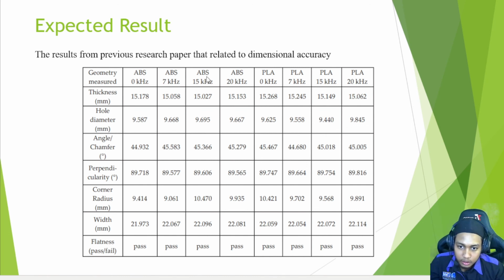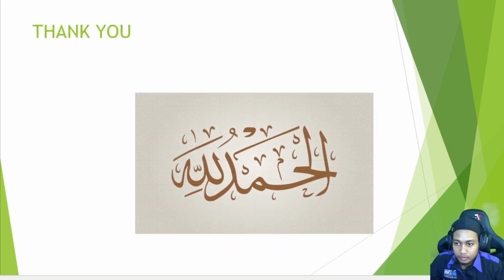Okay, for the conclusion, the frequency set at 20 kHz results in drastic improvement of dimensional accuracy for PLA specimens. In contrast, for ABS specimens, the ultrasound frequency at 7 kHz and 15 kHz improved only the thickness accuracy. However, all other geometries failed to meet the expected dimensional accuracy. And finally, the application of ultrasound does not result in any significant change in the dimensional accuracy of 3D printed specimens in ABS material. Okay, that's all from me.